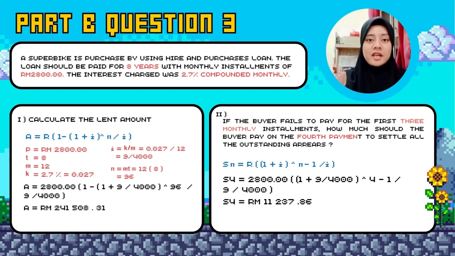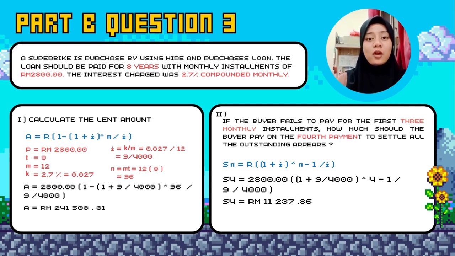Question 3, part B. A superbike is purchased by using a hire purchase loan. The loan should be paid for 8 years with a monthly installment of 2,800 ringgit. The interest charge was 2.7% compounded monthly. For the first question, we have to calculate the loan amount.